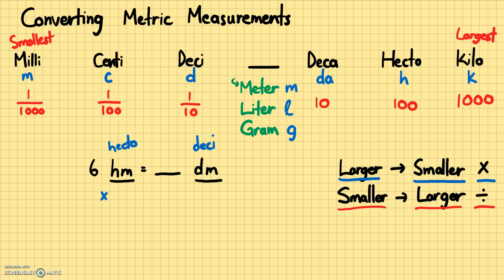This time we're multiplying by 10. And how many times are we going to multiply by 10? Let's see how far apart hecto is from deci. Hecto is right here, deci is right here, and you have to go 1, 2, 3. So it's 3 steps apart, so you have to multiply by 10 three times.